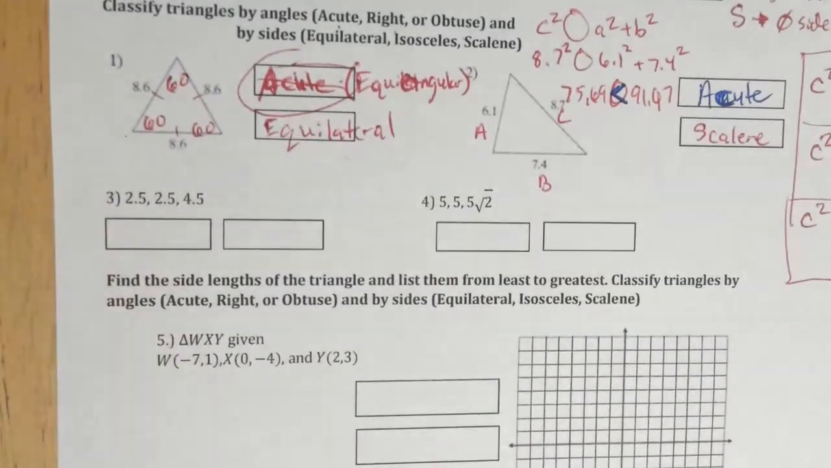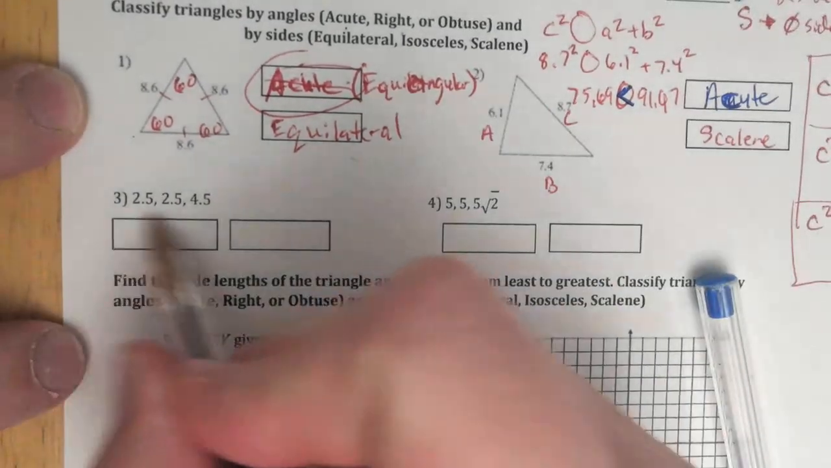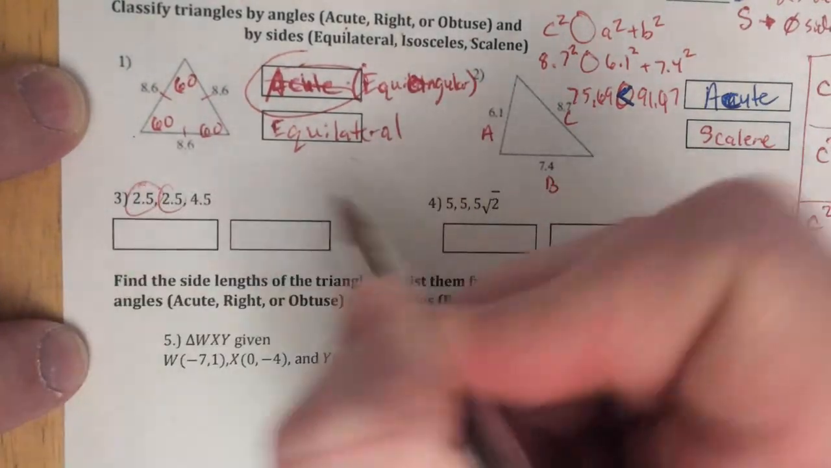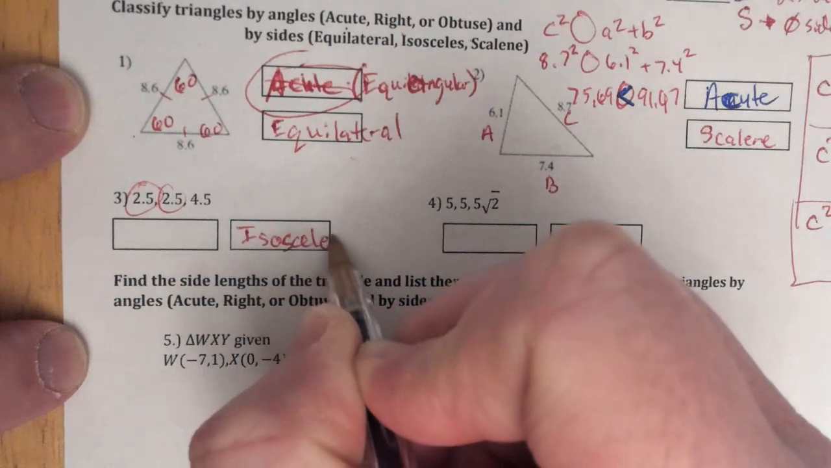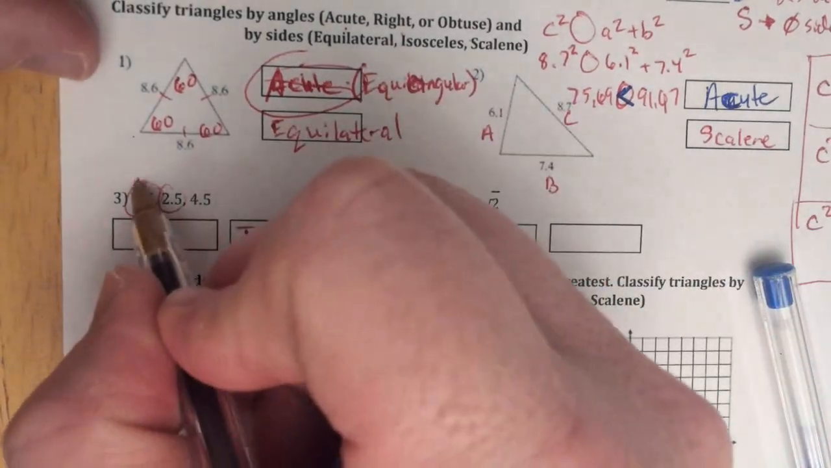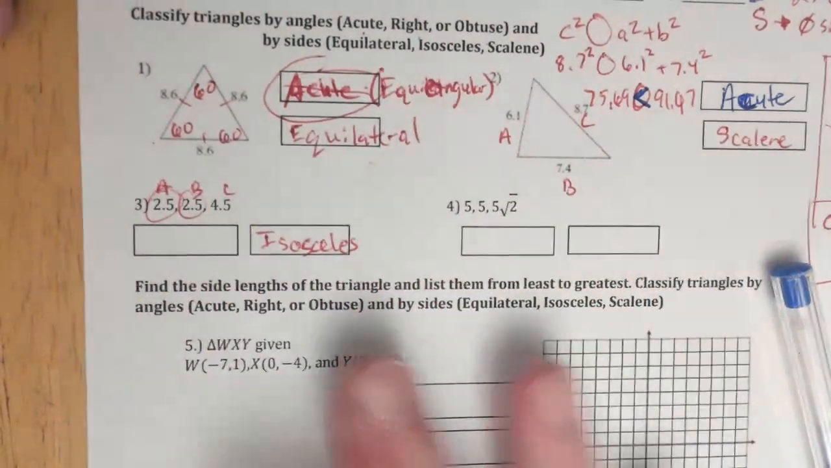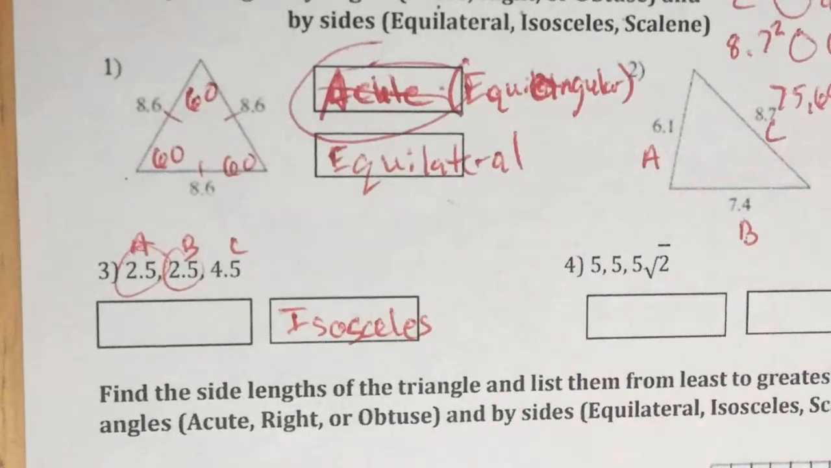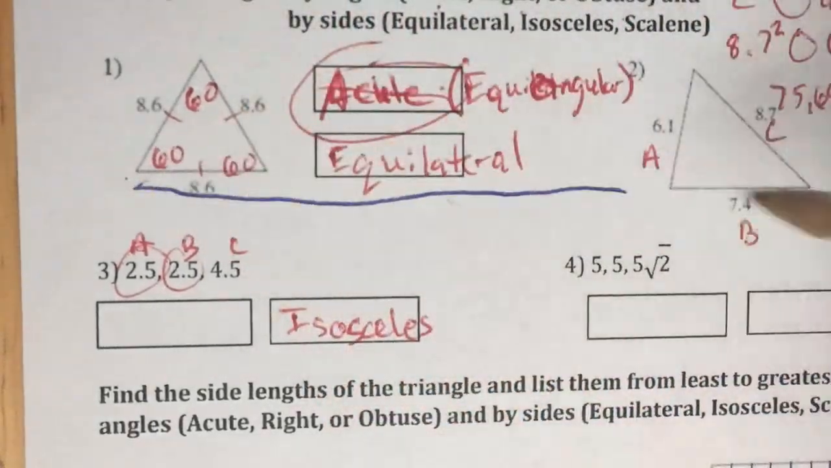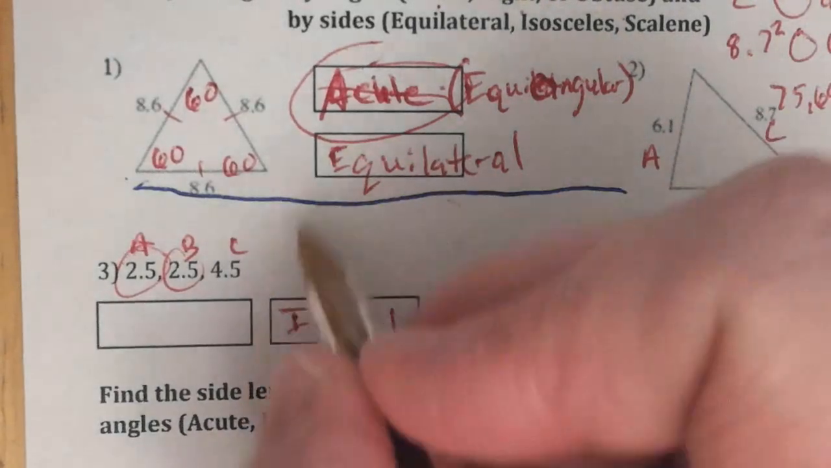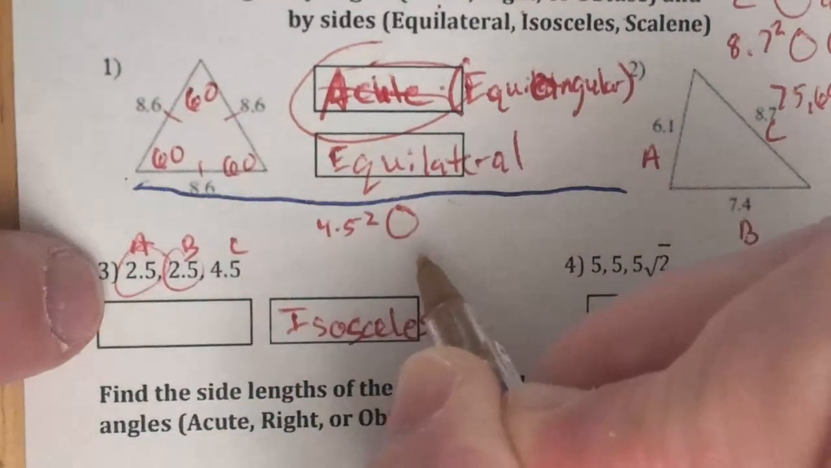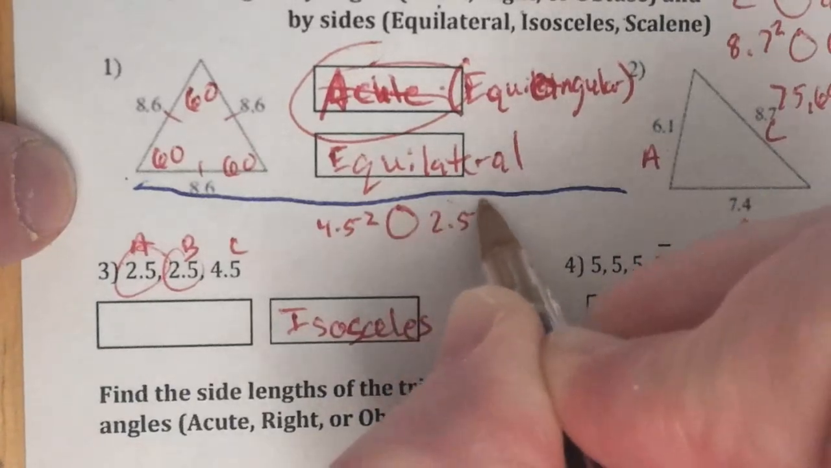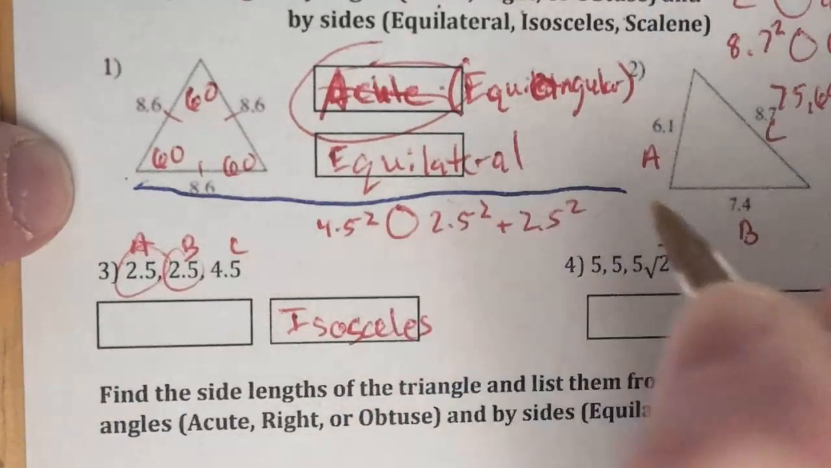Let's keep going. All right, so this one right here. How many sides are equal? There are 2 sides that are equal, so that would be isosceles. And then if this is A, B, C, because C is the bigger one, for this one we would do, how does C squared, that's 4.5 squared, compare to A squared plus B squared? So 2.5 squared plus 2.5 squared.